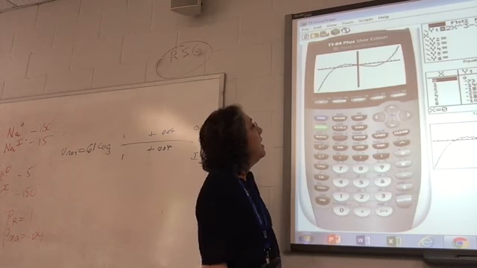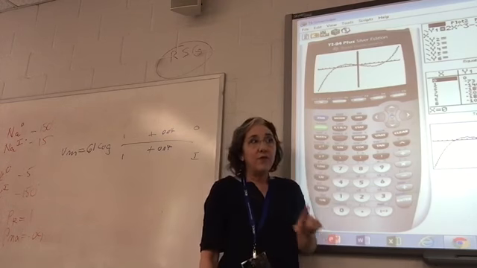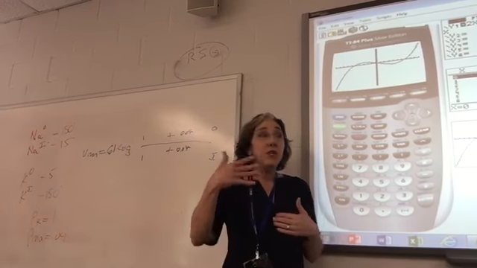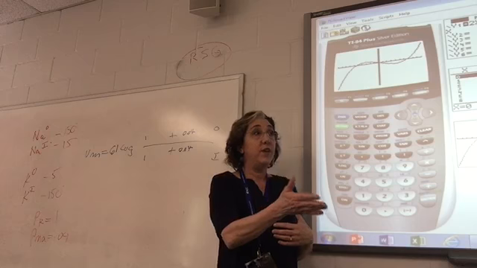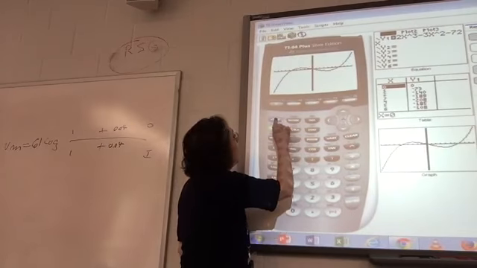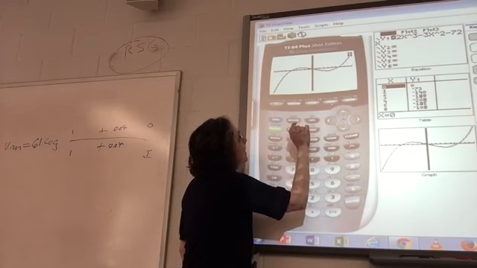Now, this is what I want to make sure everyone understands, though. I don't want any guessing. I don't want you just using the table to figure out what the max and the min are. You got to get it as exact as possible. So you got to do your second trace.